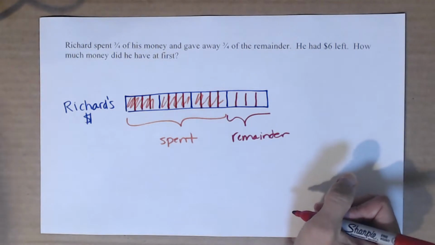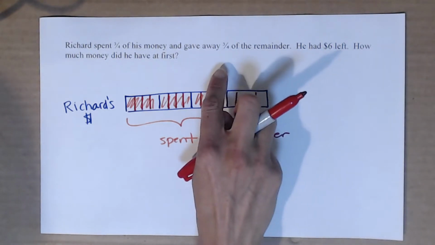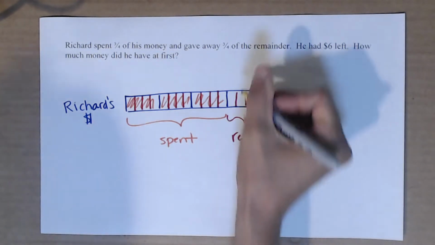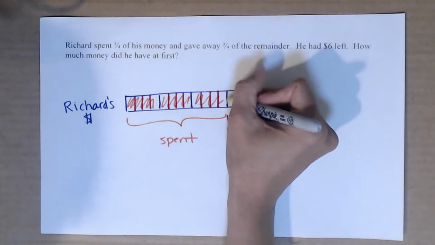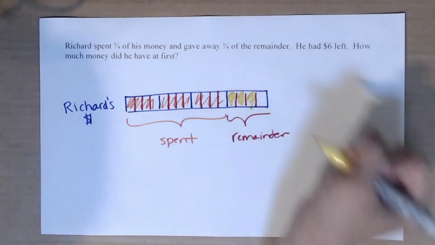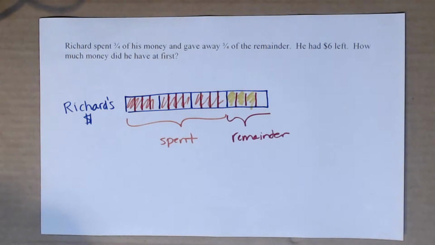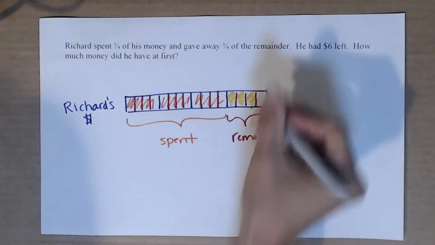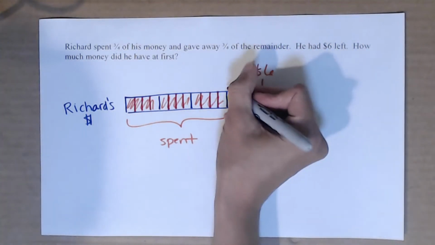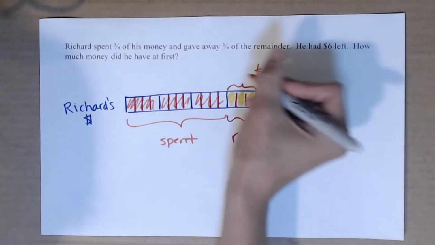Okay, now it says he gave away 3/4 of the remainder. So let me get a different color here. He gave away 3/4 of the remainder. So here's the remainder. 3/4 of that would be 3 of our parts. So he gave that away. Then he had $6 left. So right here is what he has left, and that's $6. And I should label this that he gave away.